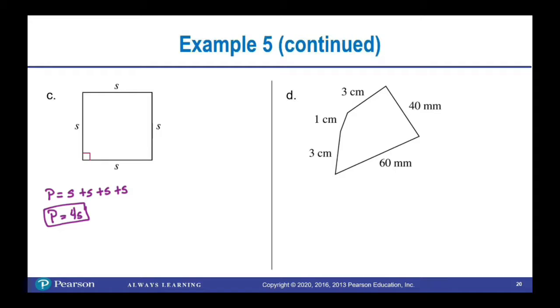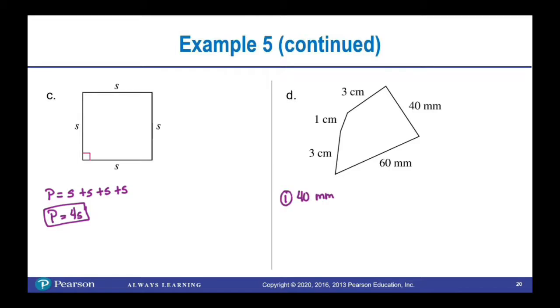Now look at part D. There's a catch in part D, because notice here that not all of our units are the same. Before we can find perimeter, we need to convert our units to the same unit of measurement. So I'm going to choose to convert the millimeters to centimeters. Let's start with 40 millimeters.